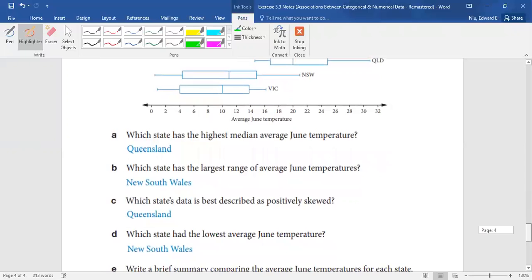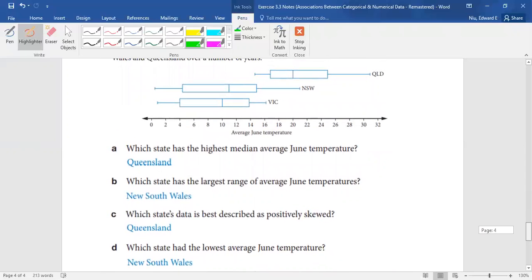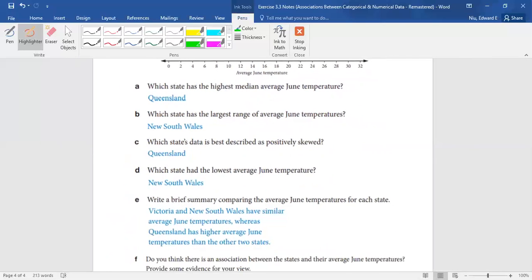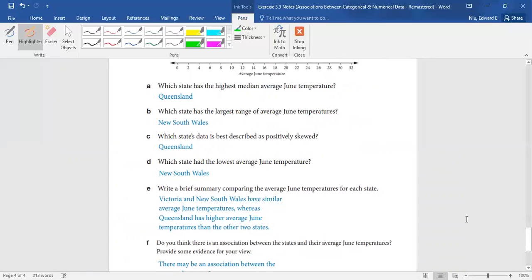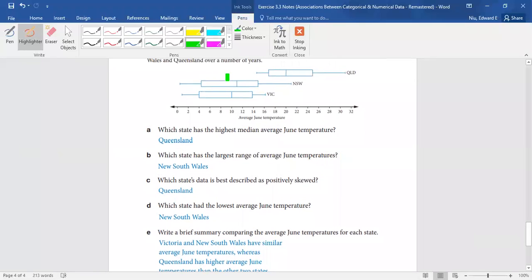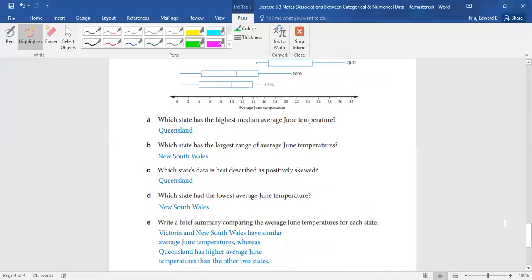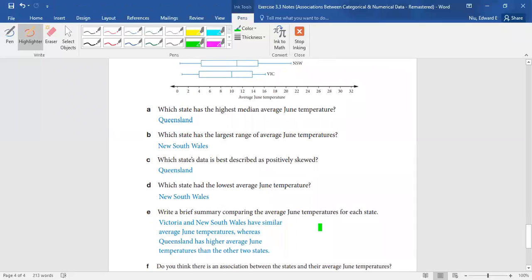Part D, which state has the lowest average June temperature? New South Wales has the absolute minimum. That's why we've got New South Wales there. Write a brief summary comparing average June temperatures for each state. Victoria and New South Wales have similar average June temperatures. As we can see, they're both at around 10 and 11 degrees, whereas Queensland had a higher average June temperature, understandably, because they're closer to the equator than the other two states. So there we've compared the average, which is, again, the center line of the box.